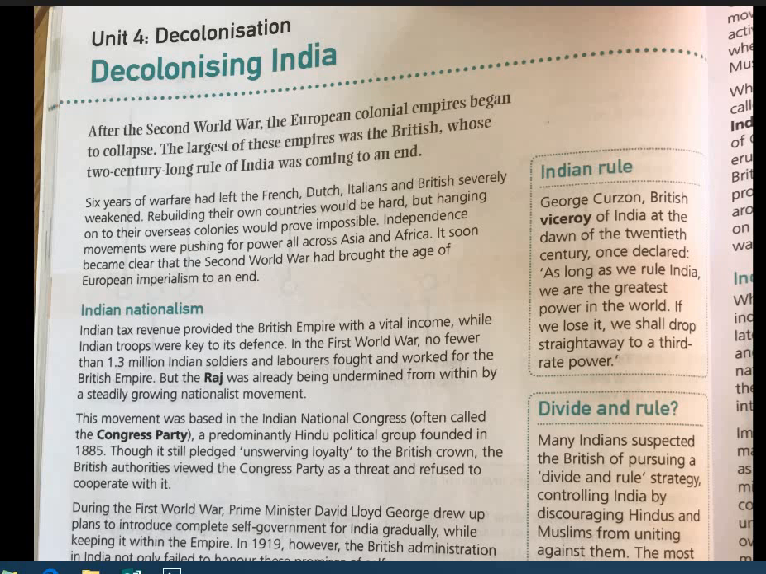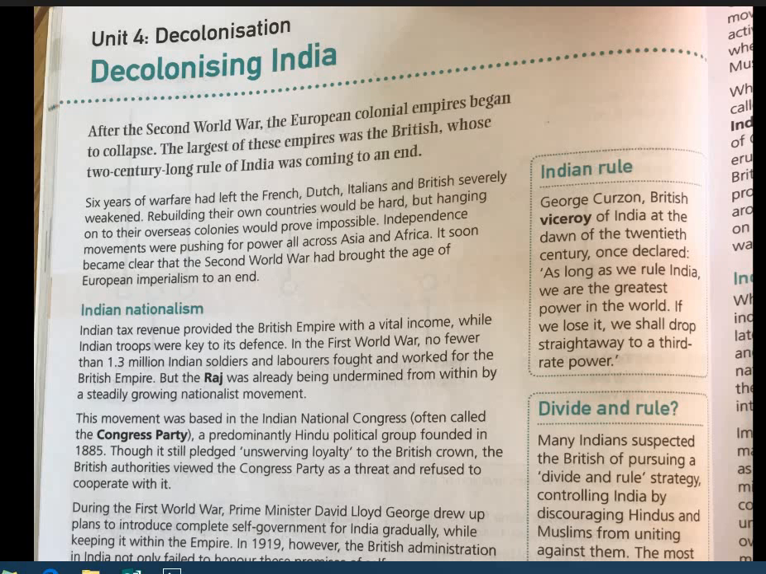During the First World War, Prime Minister David Lloyd George, the British Prime Minister, drew up plans to introduce complete self-government for India gradually, whilst keeping it within the empire. In 1919, however, the British administration in India not only failed to honour these promises of self-government, but passed a law called the Rowlatt Act that allowed Indian activists to be arrested and imprisoned indefinitely without trial. Riots broke out in response.